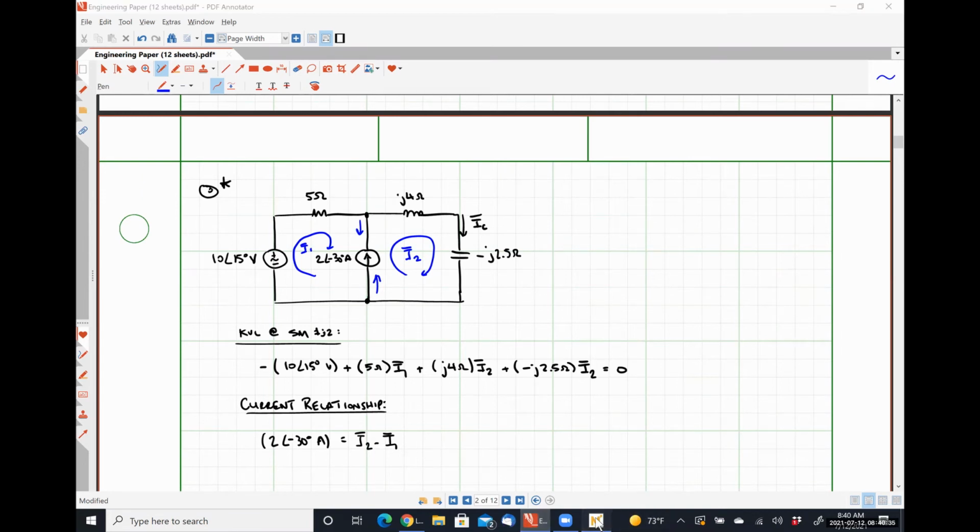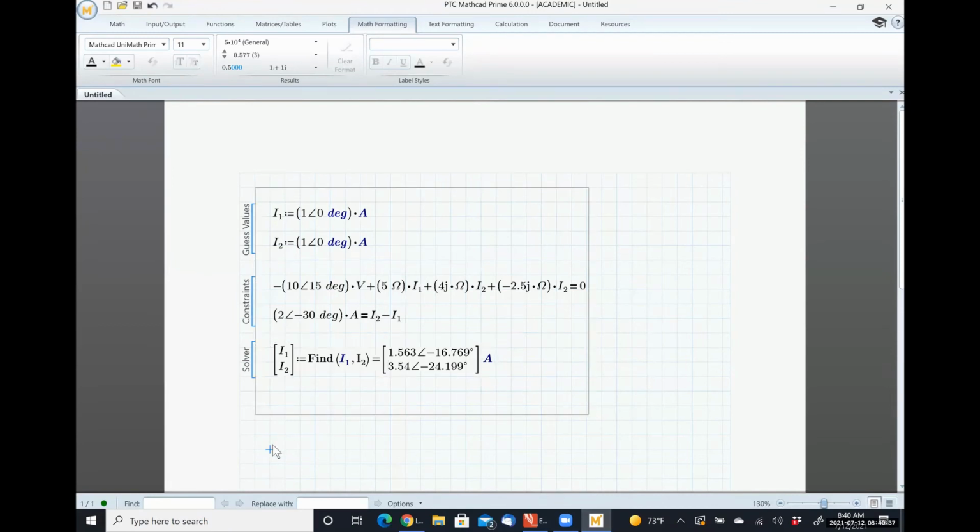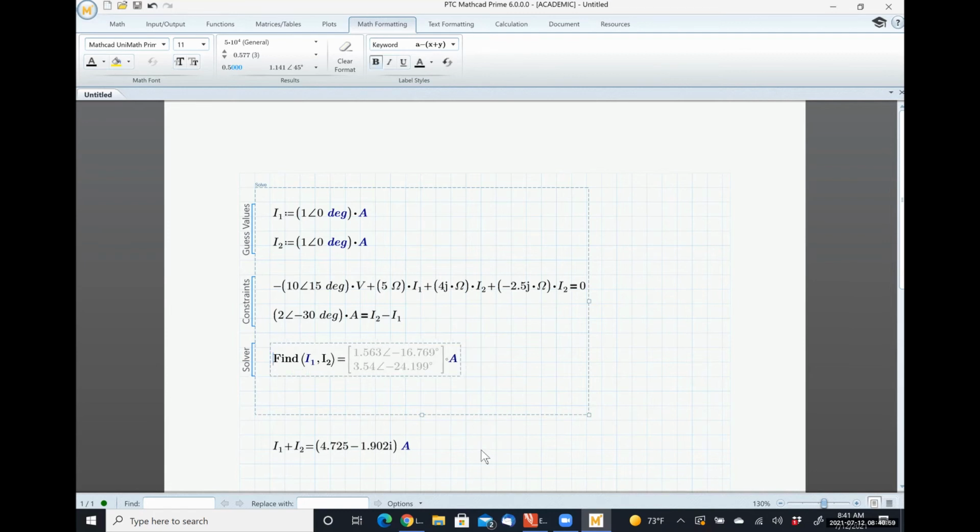So just as a quick heads up, I could do mathematical manipulations here. None of these will make any sense whatsoever, but I could say I1 plus I2 and I get some answer. What I'm trying to show you is that if I don't do this matrix thing here, so if I just do the find thing, it's not storing those variables. So outside of my solve block, I don't have access to any of that information.